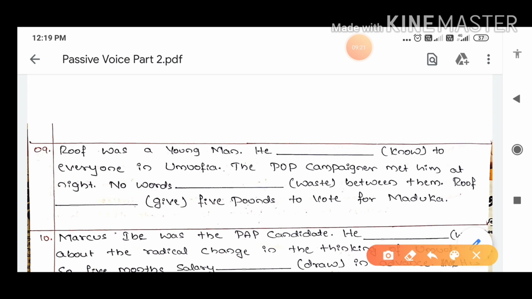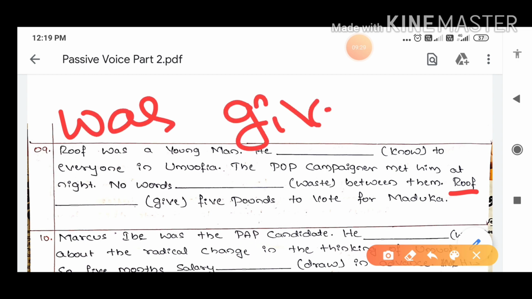Ezeulu, it is the name of a person, as we know that this is from the lesson. Ezeulu, it is a singular, so we use was. V3 of give is given. Ezeulu was given 5 pounds to vote for Nanga.